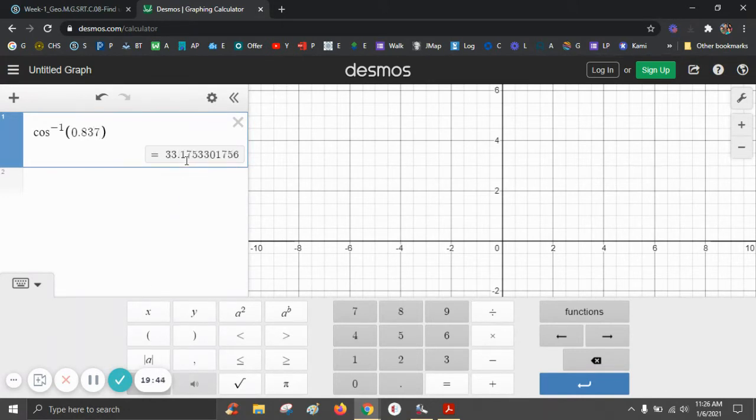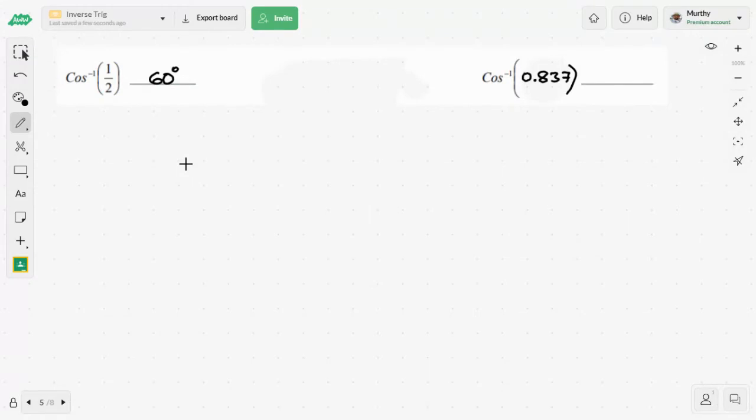See that it is 33.1753, and so on. But in my opinion, after decimal, 2 digits are fair enough to take. So it is 33.17 degrees. Then, any questions on this?